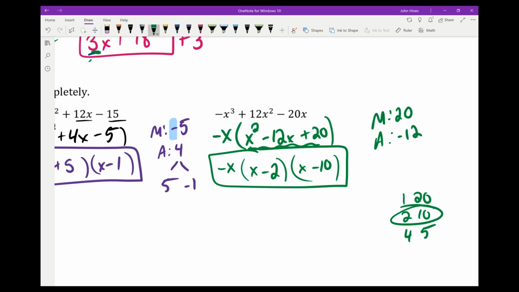So factoring trinomials isn't that bad. You just have to, this is the hardest part right here: what multiplies to this, that adds to that. That's the hardest part of this whole problem.